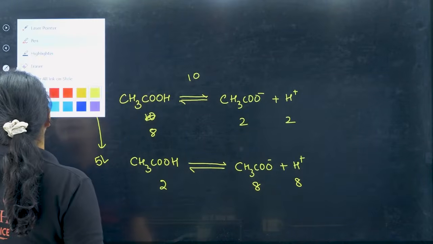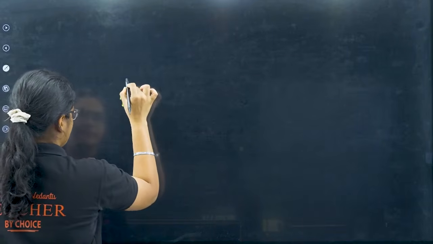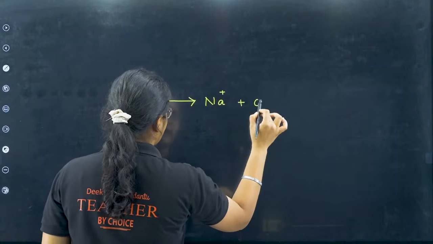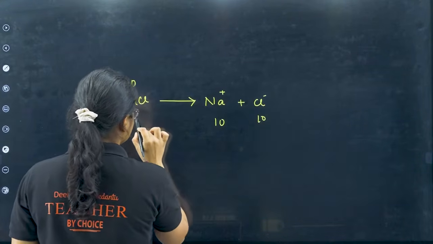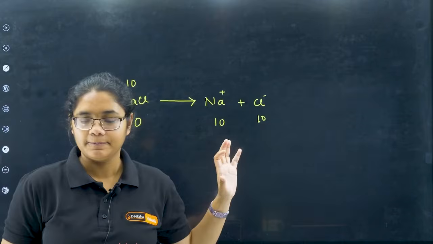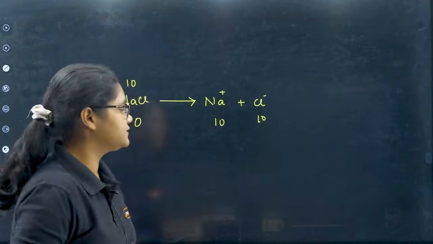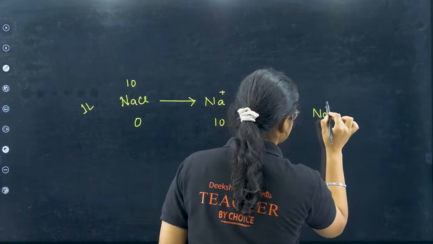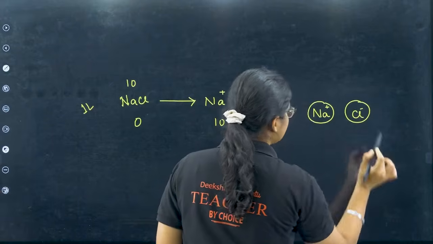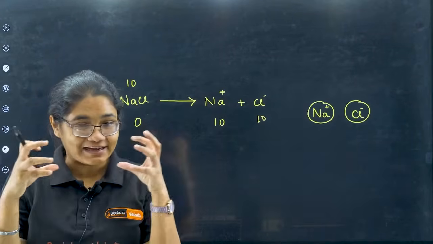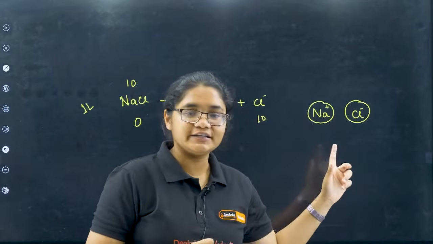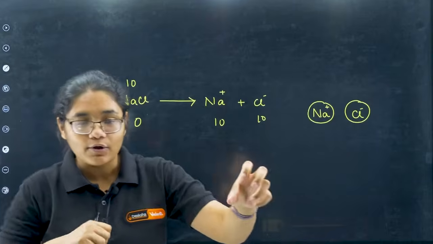What about the strong electrolytes? Let me take an example of NaCl. If I have 10 molecules, they dissociate completely from the start. That is why they are called strong electrolytes. But what is the condition in 1 liter? Na plus is present here, Cl minus is present here. They are strongly attracted towards each other, so their movement is a little restricted. Because they are oppositely charged ions, they attract each other and cannot move freely.